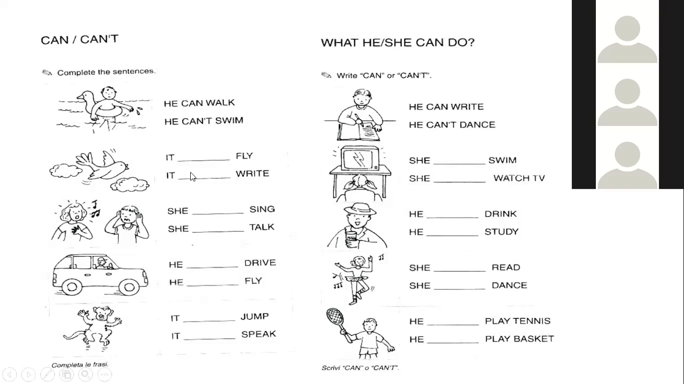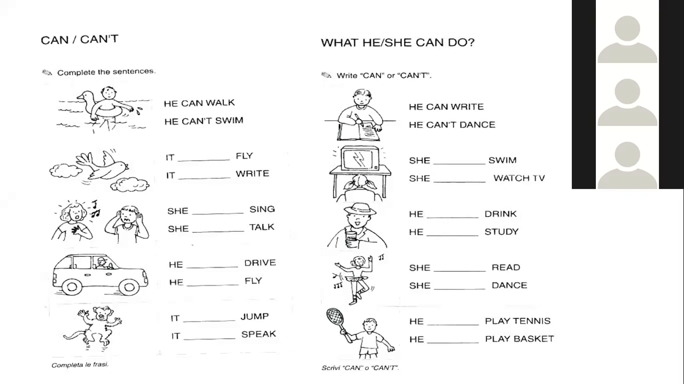Okay, Victor, please go ahead. It can fly, but it can't write. Okay, it can fly, but it can't. Right. Excellent, Victor. Thank you. Okay, I need a volunteer for the ladies. Me. Yes, please, go ahead. She can't sign.